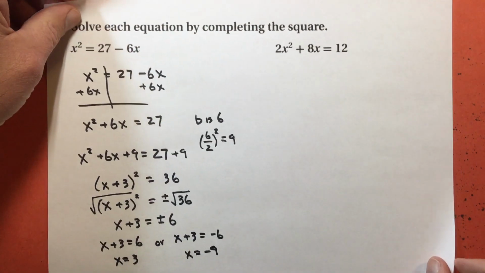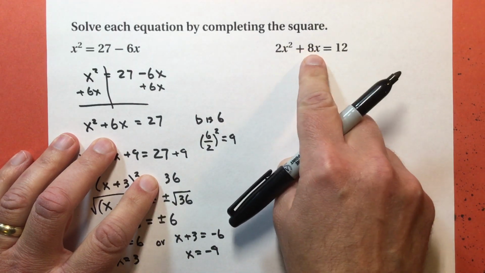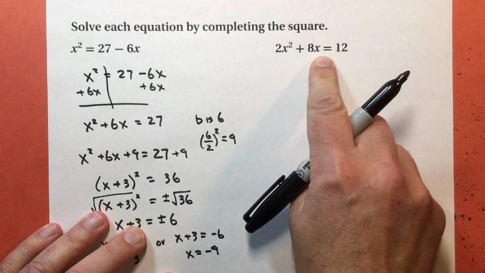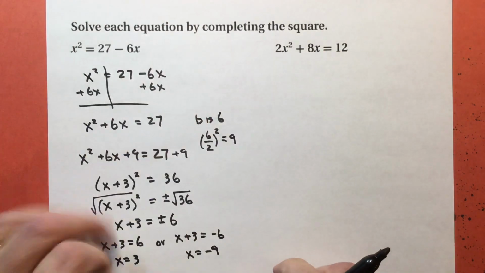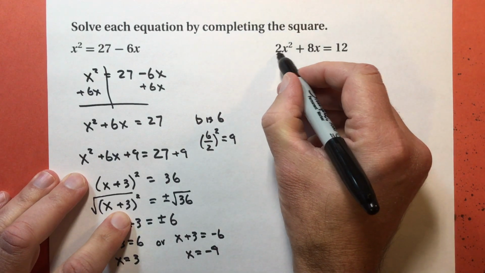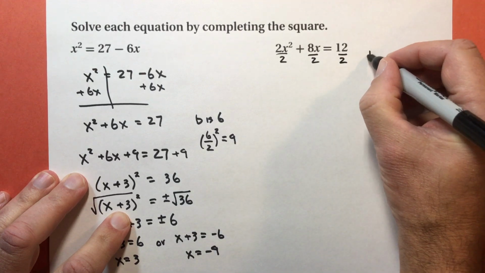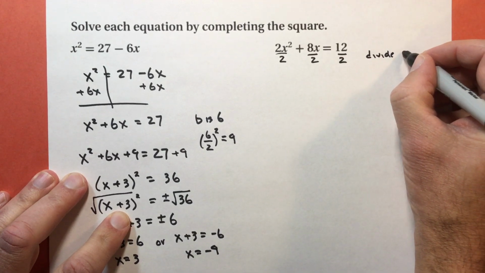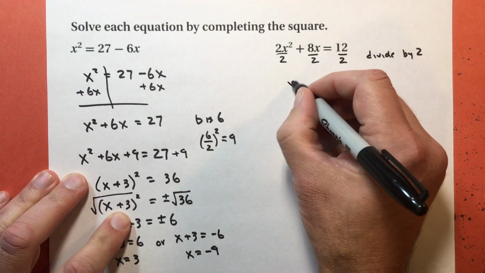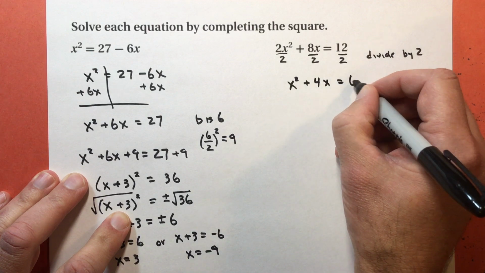All right, let's pick up the second one here. So I've got the x squared and the 8x on the left side, and I've got the constant on the right side. That's my first thing I got to do. It's already done for me. Now, I have to do something with the 2. I divide every term by 2. That's going to give me x to the second power plus 4x equals 6.